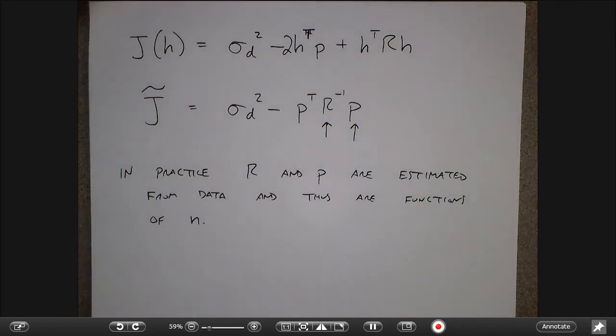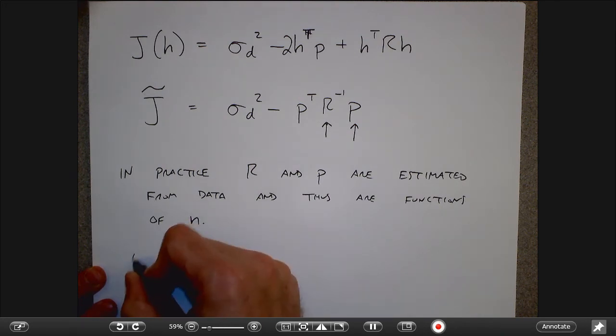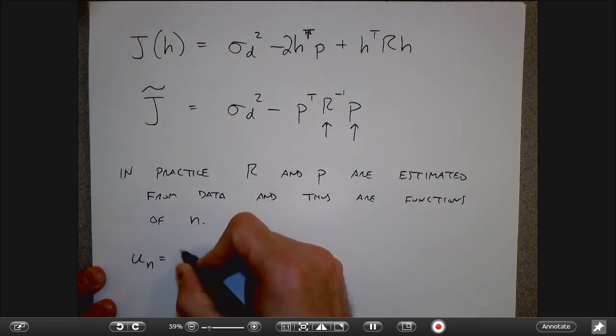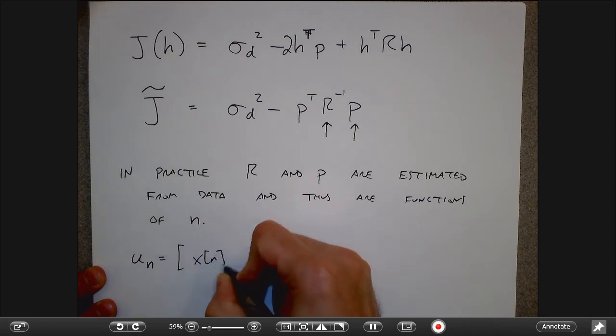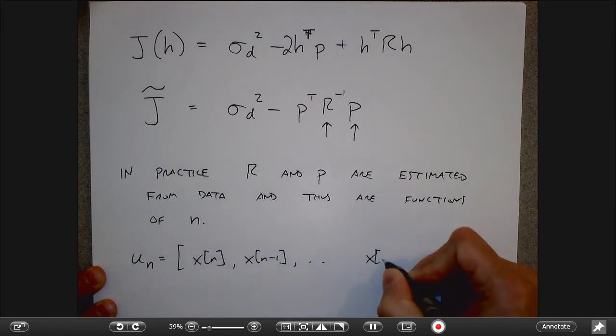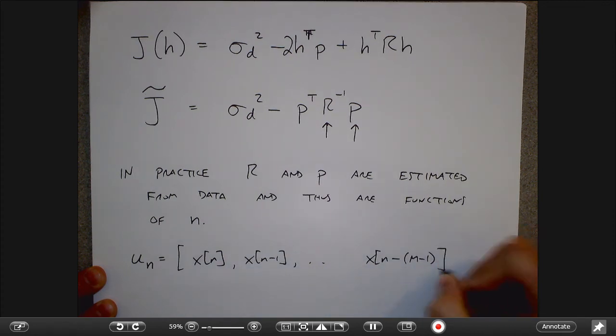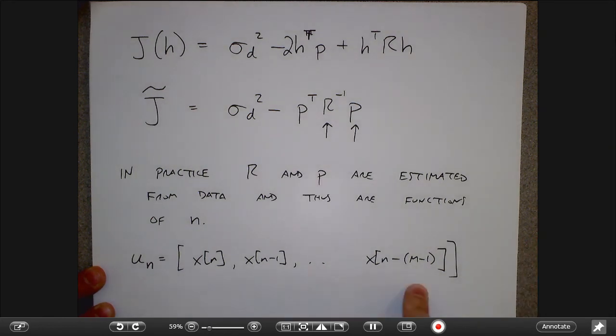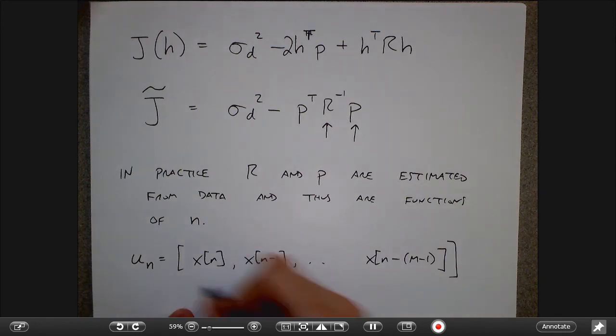What I mean is that, at current time n, I have all the input signals that I've ever seen, and I use all that input information to build up a good estimate of what the autocorrelation should be. So in practice, I might take the last set of values of x. This is like saying, tell me the current value of x and the previous m minus 1 values of x. So this is a length m vector.